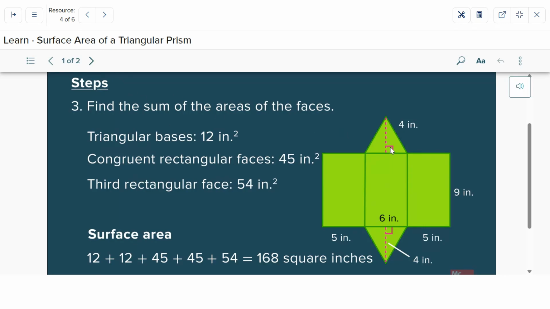The only difference here is that you have a triangle, so you need to remember the area formula for a triangle, which is half times base times height.